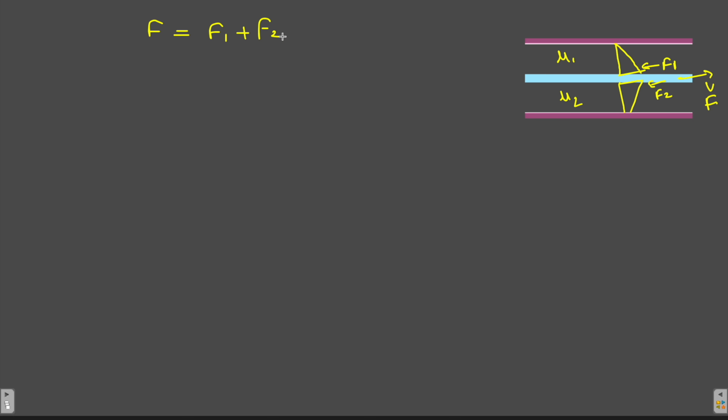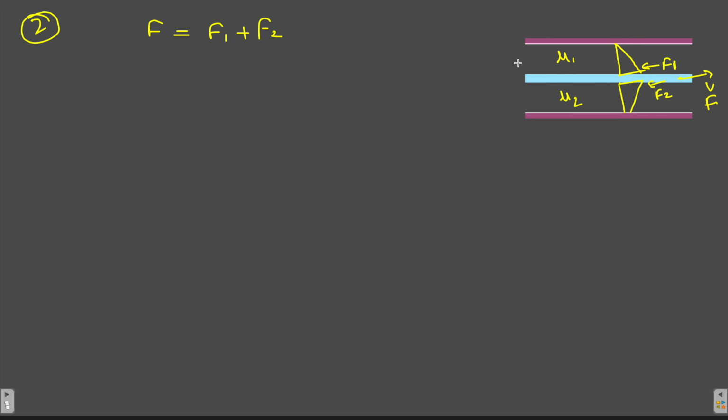If these two forces are equal and opposite in direction, then the net force is 0 and the plate is moving with a constant velocity v, and there is no net acceleration. Now we have to find the position of the plate so that the force required to drag the plate is minimum. Okay, so how will we do that?